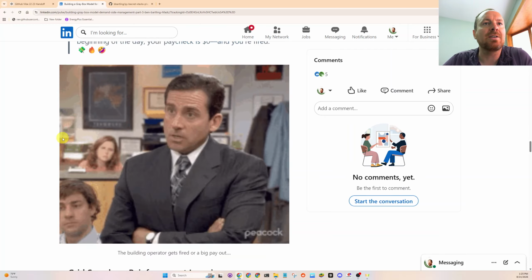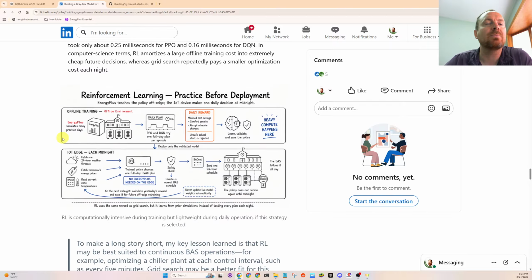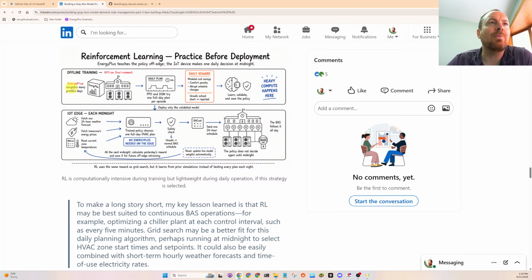We use the same thing in grid search as well. So in reinforcement learning for Vibe Code 22, the heavy reinforcement learning training, I tested PPO, which is a reinforcement learning algorithm, and then deep Q learning networks. These ran for about 24 hours, I think, overnight. So heavy compute, they were iterating over the EnergyPlus model, trying to learn it, figure it out.